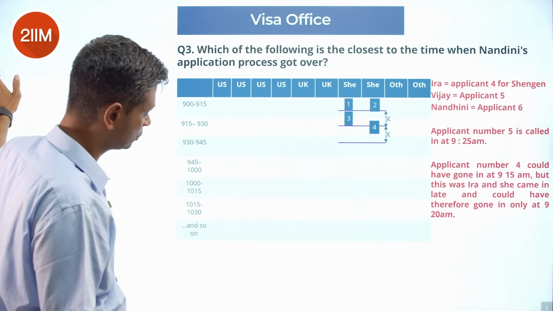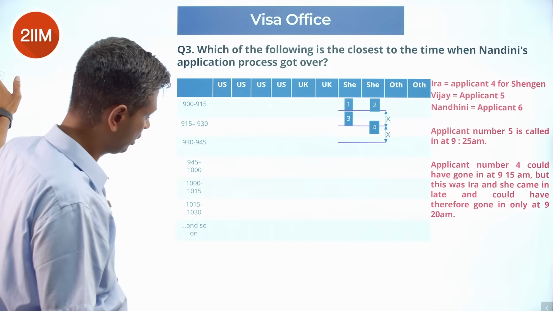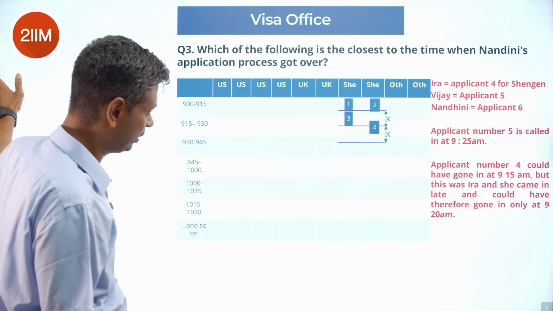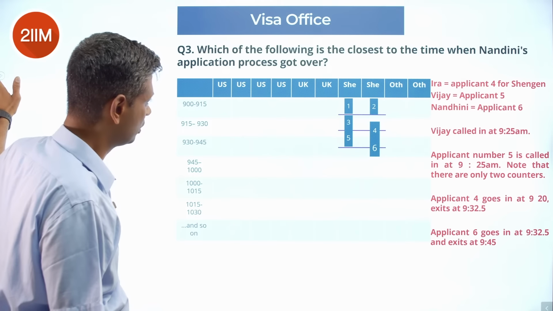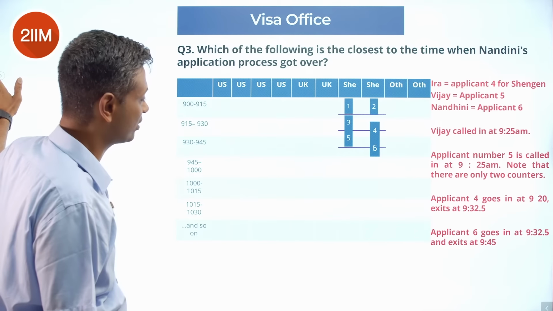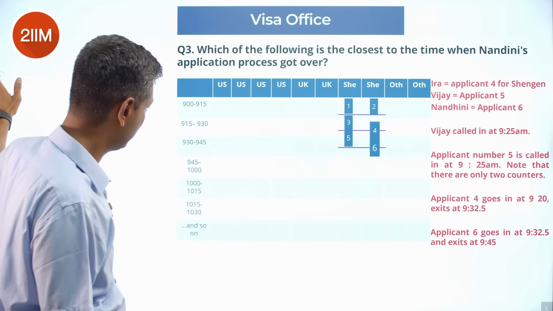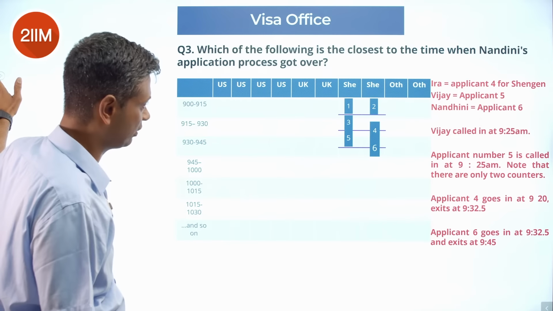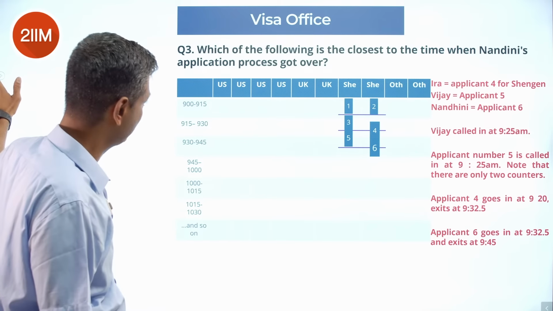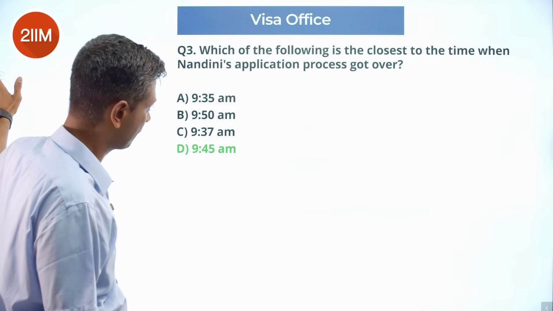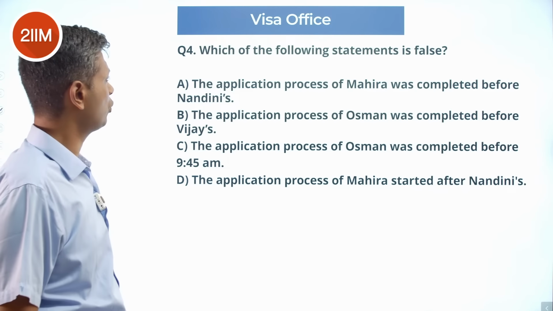1 and 2, 3, and then 4 starts at 9:20. 5 sits here, 6 goes there, beyond. It turns out that 5 ends at 9:37.5. Yeah, 9:37.5. 6 begins at 9:32.5, ends at 9:45. Which of the following statements is false?